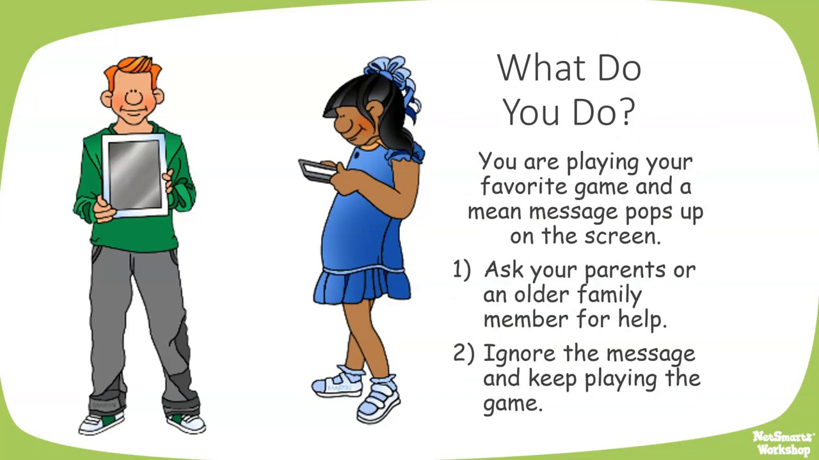Let's try one more. This time you're playing your favorite game and a mean message pops up on the screen. Do you one, ask your parents or an older family member for help, or two, ignore the message and keep playing the game? One, ask your parents for help. It's always good to check with them when something comes up on the screen that isn't as it normally should be. Remember, the rules are there to keep you safe. Parents and teachers don't just make up rules for fun because we have to enforce all of them. We have to make sure you follow them. They're there to keep you safe and happy.